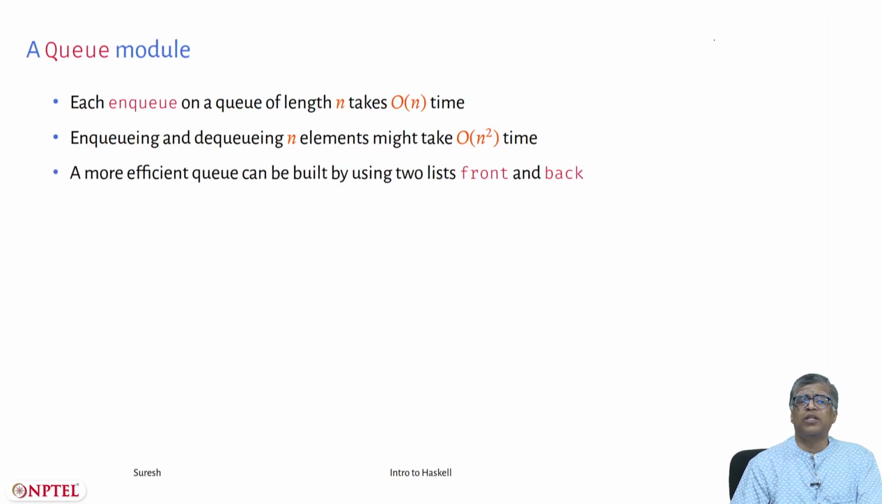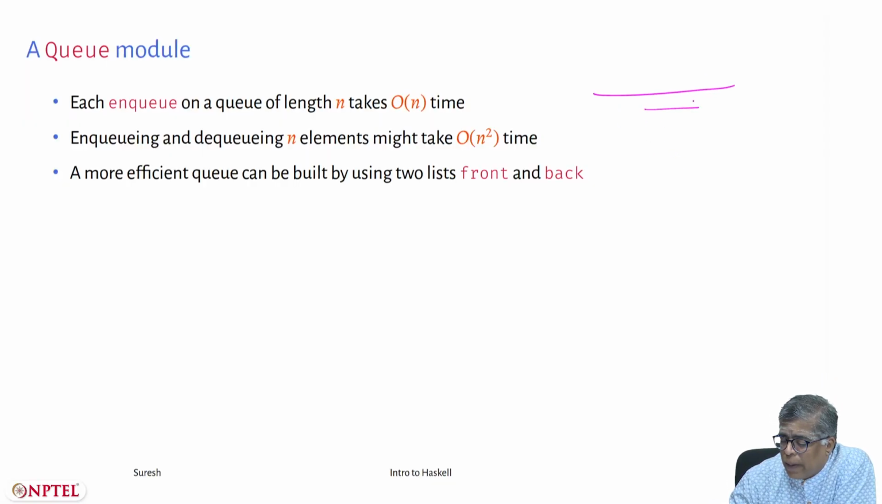We can make this better by, rather than thinking of a queue as this is the queue, this is the rear, this is the front head, let us say. You can instead think of it as this. Think of breaking the queue in two. Okay.